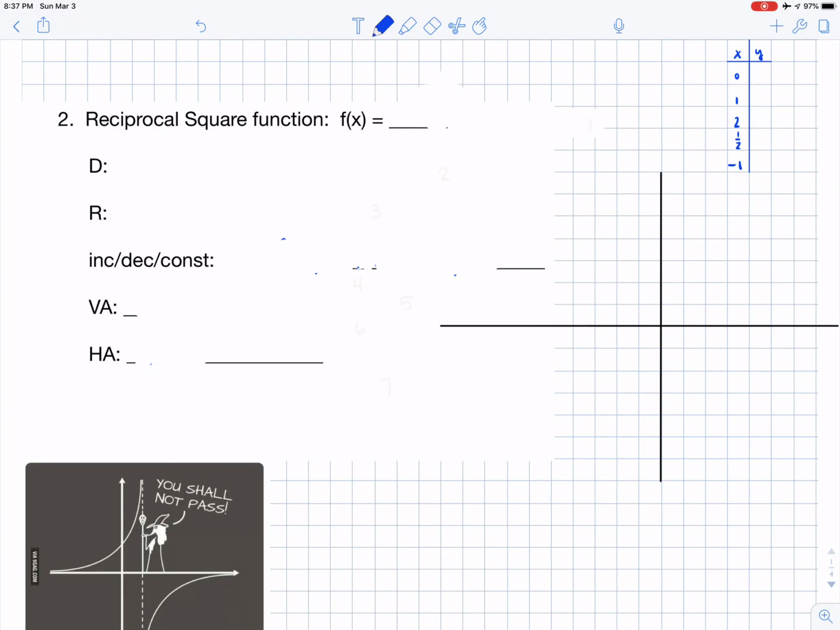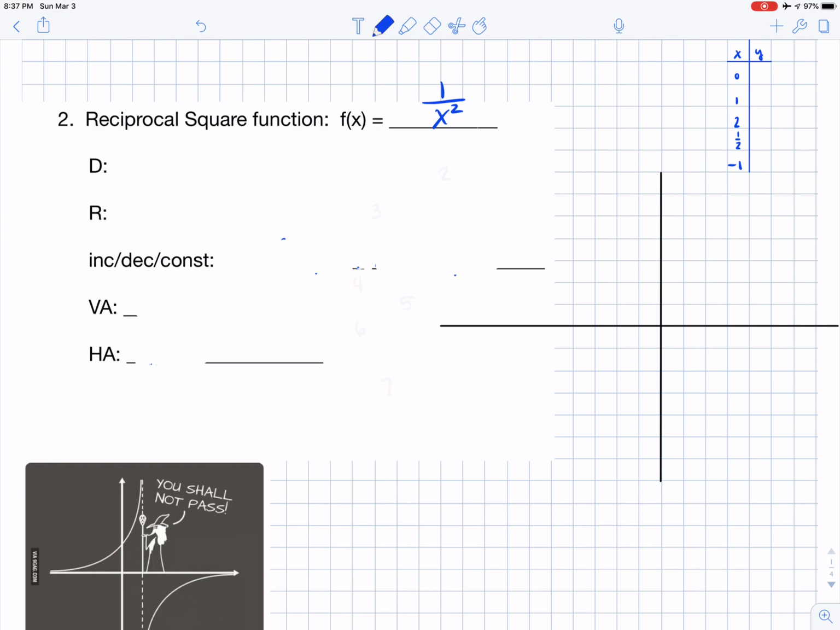Hey folks, so this is the second parent function that you have for this particular section when we're talking about rational graphs. And so the second parent is going to be the reciprocal square function. This guy's equation is 1 over x squared. So let's just think about some of the things that we would plug in to get our special points here.